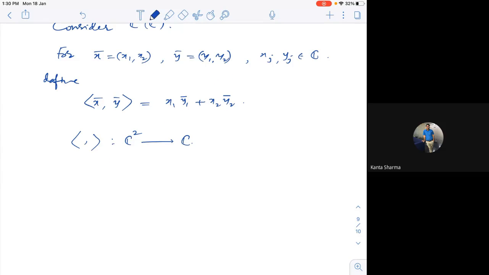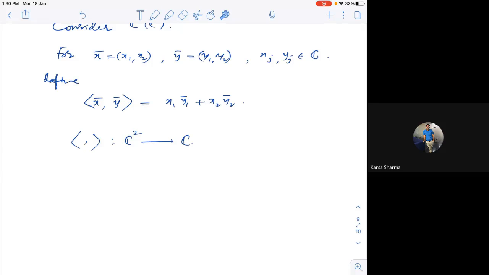Linearity in the first variable you can check as we have done in the previous case, but here the definition is slightly different. X bar y bar is taken to be x1 y1 bar plus x2 y2 bar, rather than x1 y1 plus x2 y2 earlier, right? This is to make the second condition work here. If I take the same definition as the previous one, it is not going to become an inner product. Why? That second condition might fail.